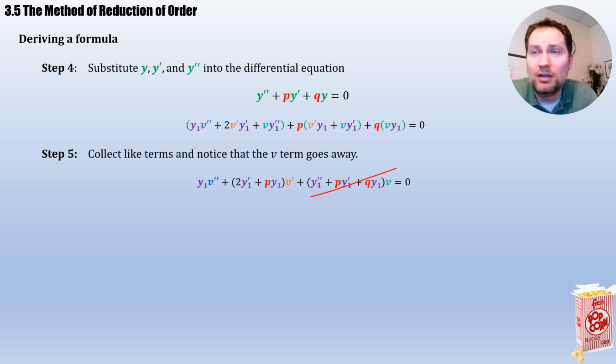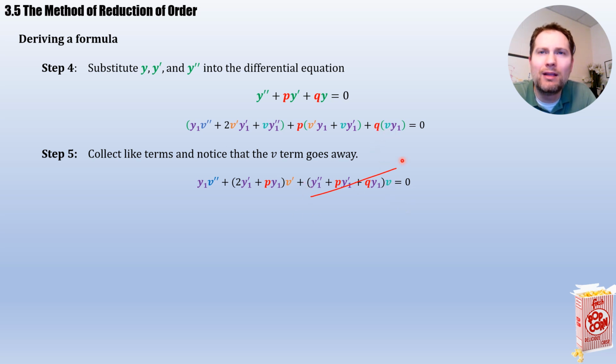The color coding is a little much, Mr. Chase, I apologize. V, the teal one, right? You can look at all the terms that have a v on them. Y1 double prime, we've got one of those. We've got a p times y1 prime. That's going to be part of our stuff that's multiplied by v. And then last, q times y1.